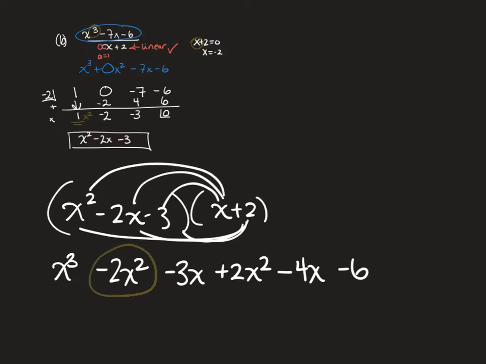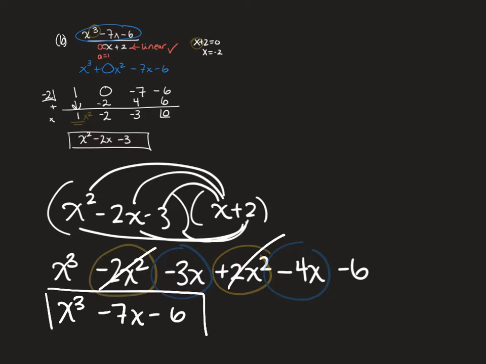We're going to put our squares together, put our x's together. So I get x cubed. My x squares, actually, those cancel off. Negative 7x and a minus 6. And that is what I started with right there. So it worked out. Good job. Okay, 2 more to go.